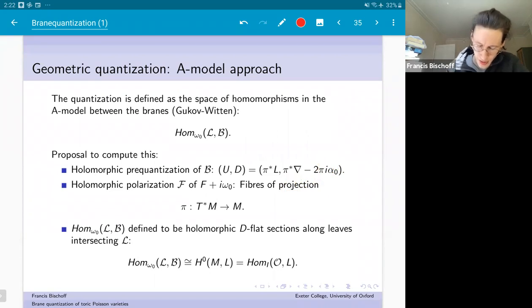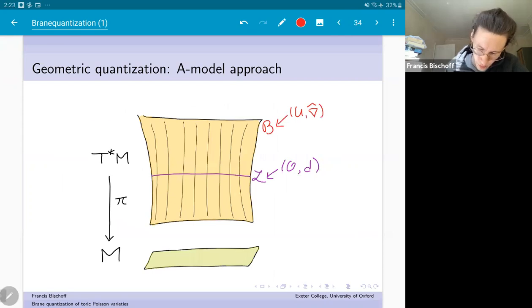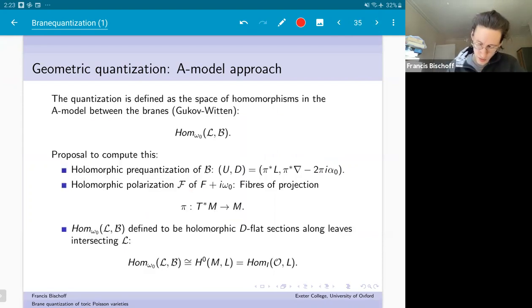Okay, then the next step is we want to choose a holomorphic polarization, so a foliation by holomorphic Lagrangian submanifolds. And in this case, we can take it to be given by the fibers of the projection map. So here I've drawn them in these black vertical lines. This gives us the foliation. Okay, and then the definition of the homomorphisms, we define it to be the space of holomorphic D-flat sections, which are along the leaves of the polarization that intersect L.